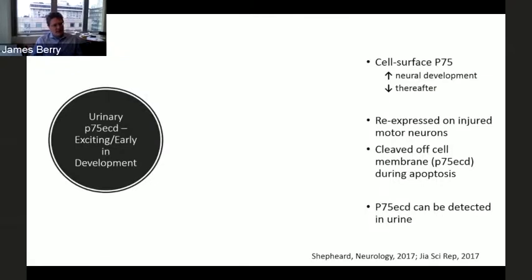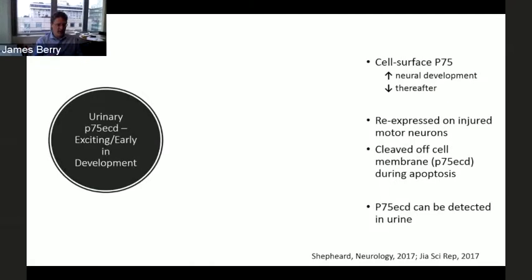Urinary P75 extracellular domain is also exciting, but it's earlier in development. So P75 is on the cell surface of neurons. It's increased in neural development, and then it's downregulated later. And in adult life, it should be essentially undetectable, but it's re-expressed on injured motor neurons. And then it's cleaved off the cell membrane so that you can get this soluble P75 extracellular domain during apoptosis of those cells. P75 can be detected in urine.